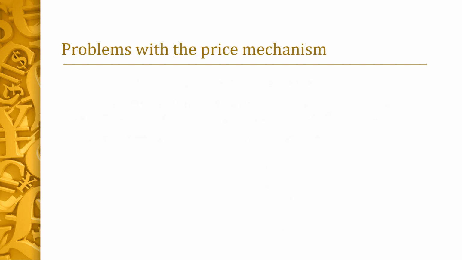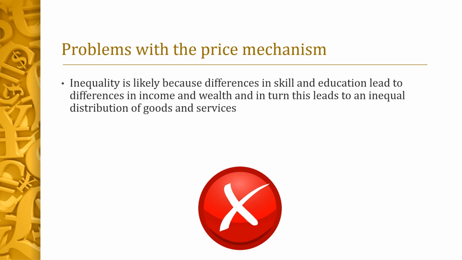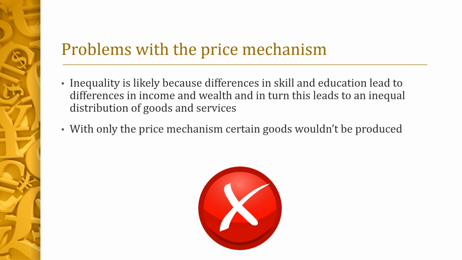The key problems with the price mechanism are that inequality is likely because differences in skill and education lead to differences in income and wealth, and in turn this leads to an unequal distribution of goods and services. This can become ingrained because wealth can provide unequal opportunities to education for the next generation, leading to these problems occurring again. With only the price mechanism, certain goods wouldn't be produced.